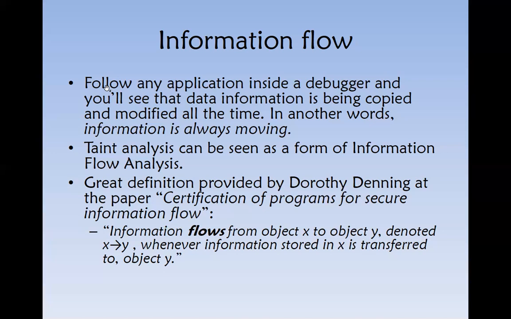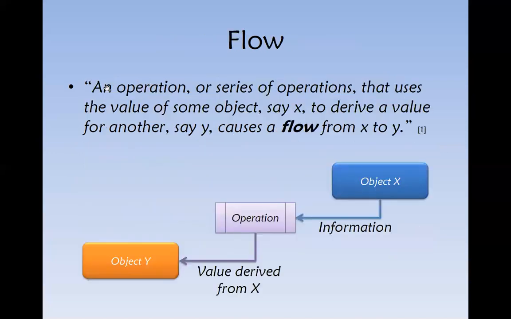So we want to reason about security. We want to reason about the behavior of the program in terms of these information flows. So here is a pictorial depiction of a flow. A flow is nothing but an operation or a series of operations that uses the value of some object, for example, X, to derive the value for another object, for example, Y, and this causes a flow from X to Y. And you can see on this slide over here.